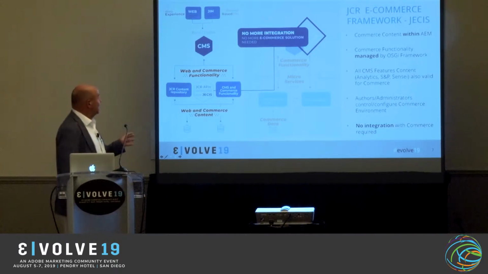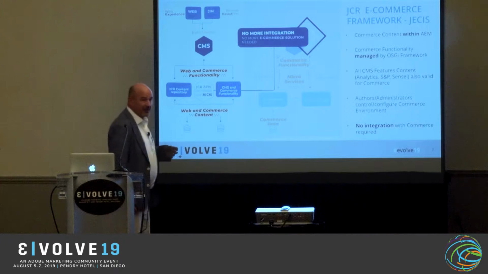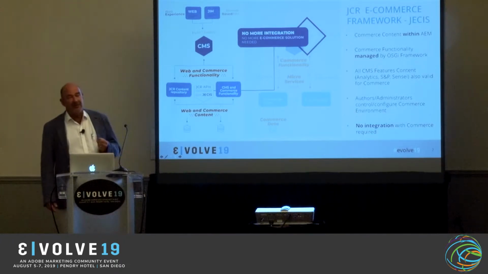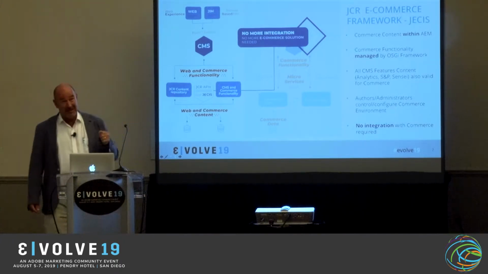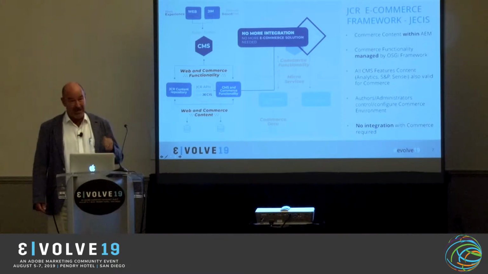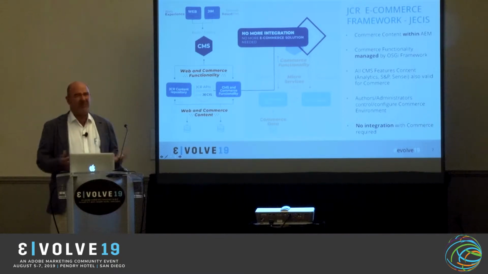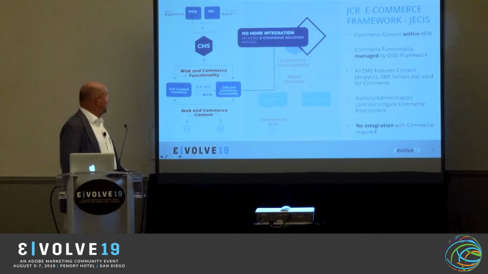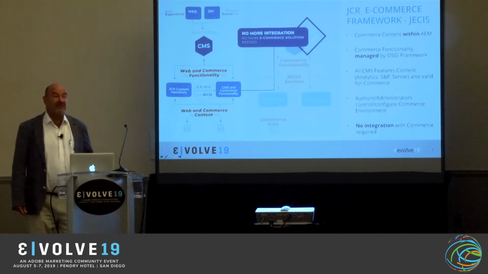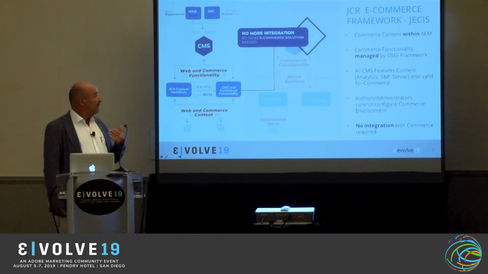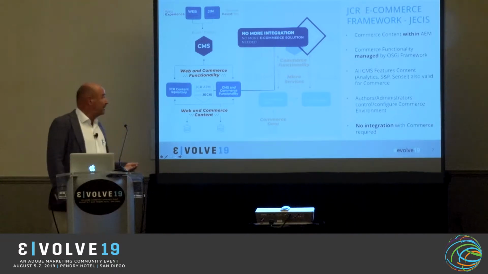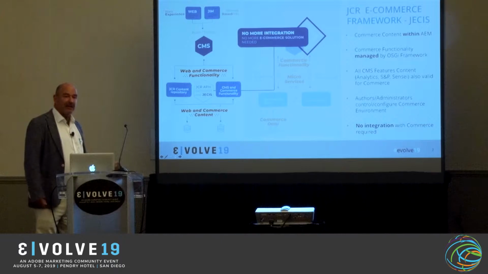So JECIS as a commerce framework comes in two parts. We have the commerce content management web application tool, which we just call GIM, that authors and administrators use to create and manage the commerce content. In addition to that, JECIS has a powerful API.